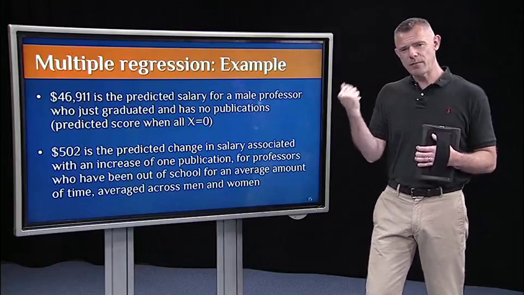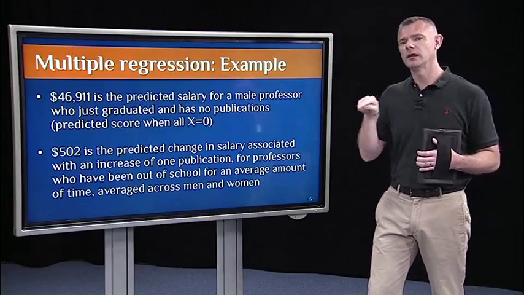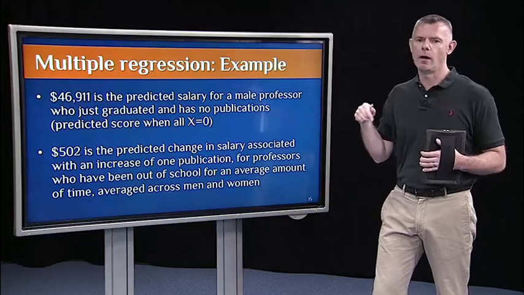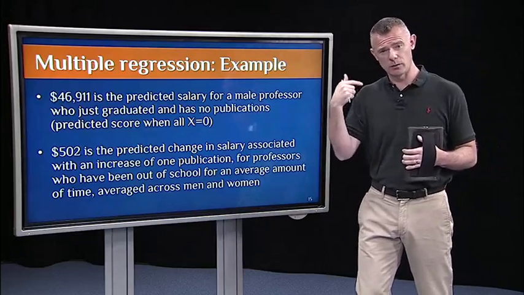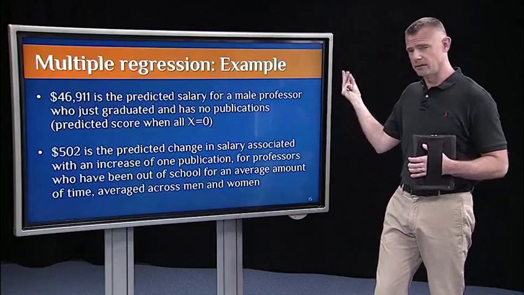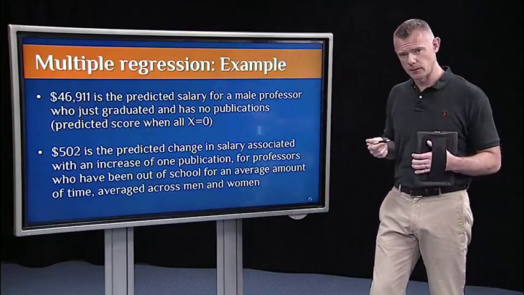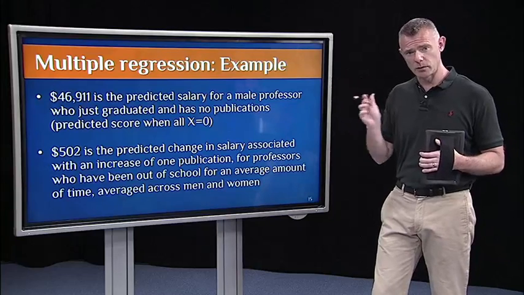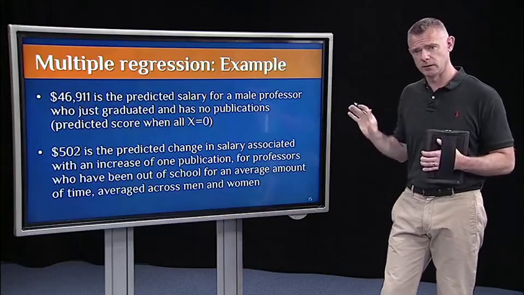So 46,911. If you think back to the summary statistics, that's a really low salary. Why is it so low? Well, because it's the predicted salary for someone who just graduated and has no publications and is male, because I coded male as 0. Okay, so that's how to interpret the regression constant in this example.